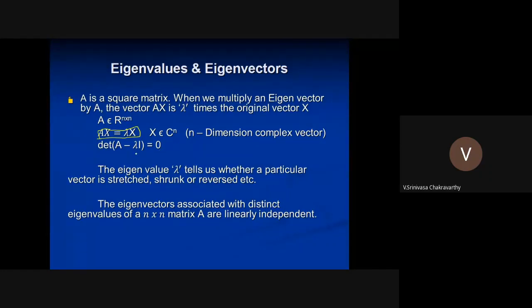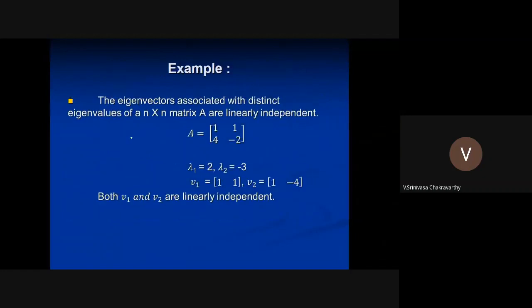This will give you a polynomial equation in lambda. If it is an n by n matrix, you get an nth order polynomial equation in lambda, and when you solve that, you get n complex roots. In general they are complex, but you can also have real numbers. These are the eigenvalues, and if you plug this back in the equation, you get the corresponding eigenvectors. Eigenvalue calculation is straightforward. Eigenvector calculation can be a bit tricky, so let us look at a small example.